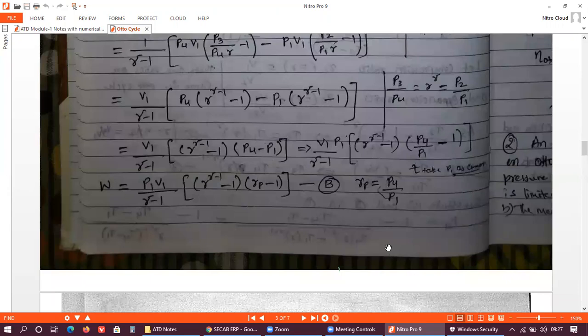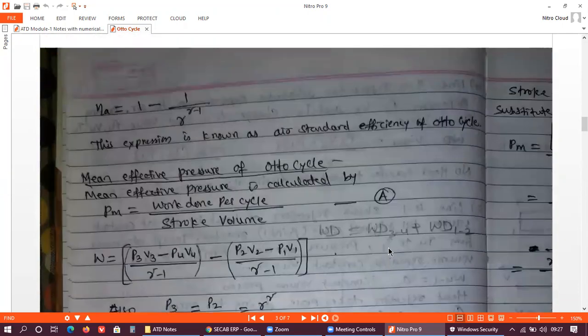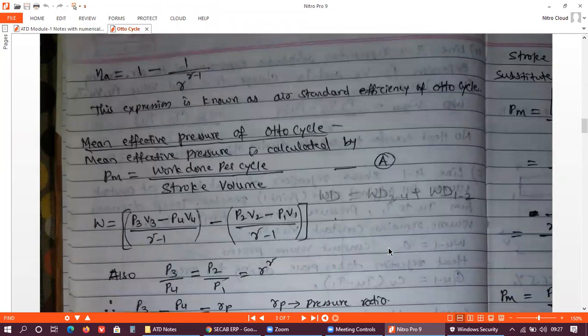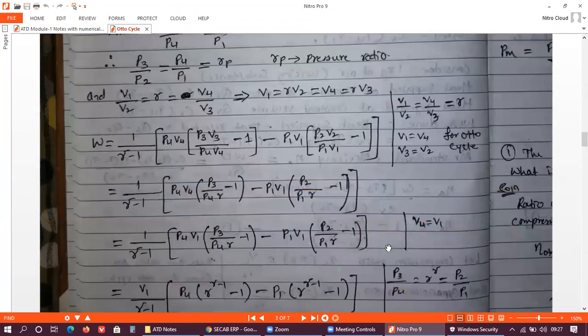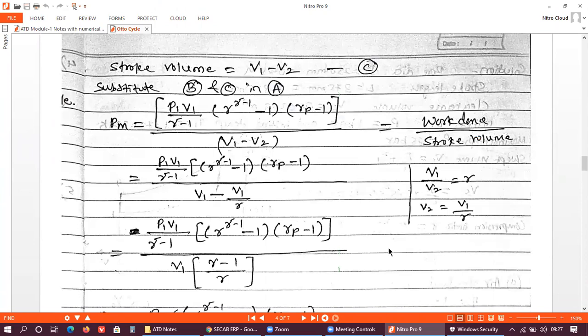Okay, now there is one more equation, that is stroke volume. We have to write the expression for stroke volume also. This stroke volume is given by v1 minus v2. Stroke volume means the volume between TDC position and BDC position. It is the difference v1 minus v2, where v1 is the total volume and v2 is the clearance volume. So total volume minus clearance volume will give you the stroke volume.